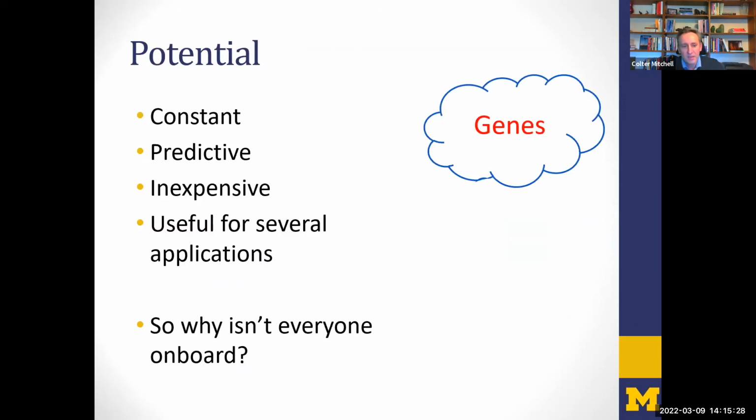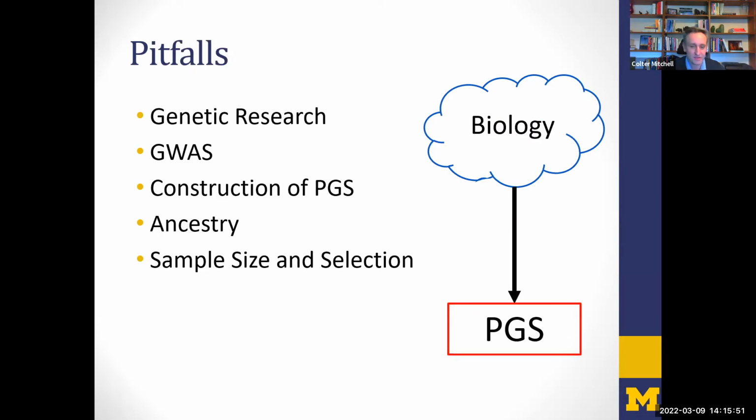Okay, so just as a reminder, here's the exciting part. This is the pie in the sky, dream scenario. These are consistent measures. They're predictive. They're pretty inexpensive, relatively speaking, and useful for lots of different applications that I just showed you. So the question is, why isn't everybody on board with doing this? And that's where we get to the pitfalls.